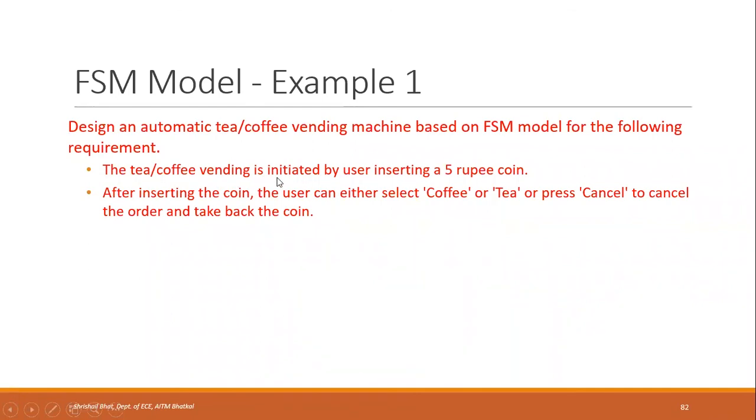The tea or coffee vending is initiated by the user inserting a 5 rupee coin. After inserting the coin, the user can select either coffee or tea, or press cancel to cancel the order and take back the coin. This is the requirement. All of you please make a note of this. For this particular requirement, you have to design an FSM model. First you should capture the different states, then select the events. Depending on those events, the state transitions happen. I want all of you to come up with a solution for this, that is, to design an automatic tea or coffee vending machine based on an FSM model.